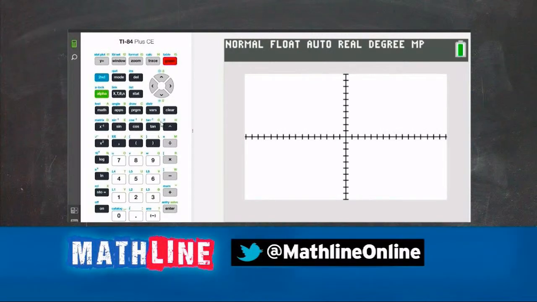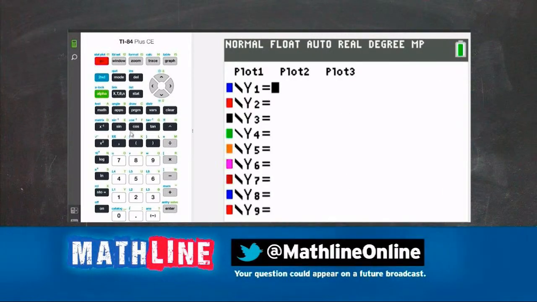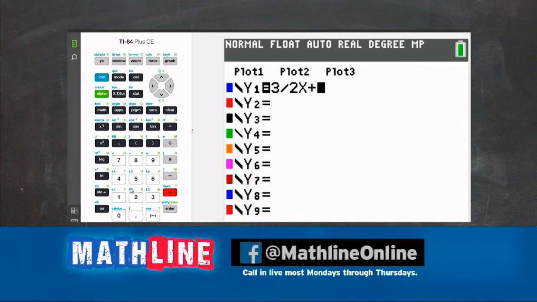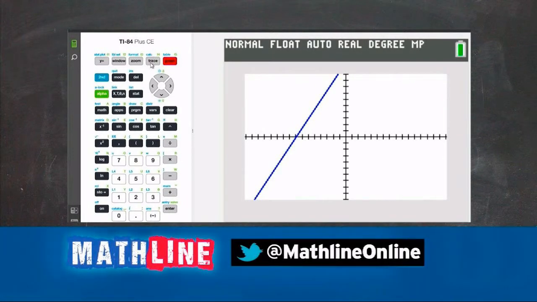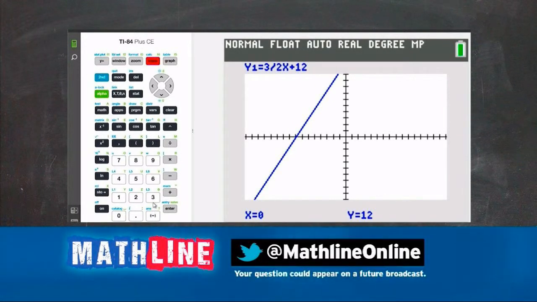All right, here we got it. Let's go to y equals. Quickly here, we got 3 divided by 2 with an x, and we're going to add 12. And my hope is that when we put in the point negative 6, life will be good. There's the graph. It's going to go a little bit off the page because we only have a certain amount of space there. And we're going to look for negative 6 when we trace. Got to remember to trace. And let's run in negative 6 and see what happens.